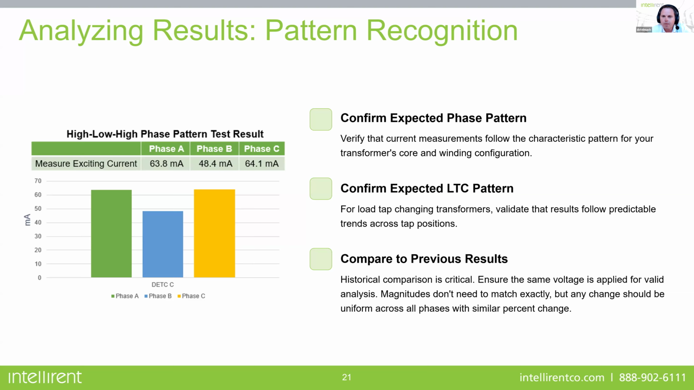The B phase is in the middle of that three-phase transformer, and the C phase is on the outside. So the A and the C, the two outside phases, should be very close to each other for current, and the B phase, due to where it is, and when you run this test, should be lower. And you're looking for this high-low-high pattern. There's other patterns, but I just put the most popular one.